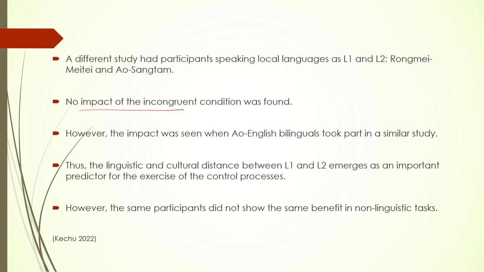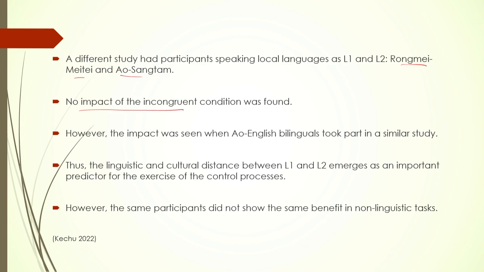There were some studies carried out on Rongme Metei and Ao Sangtam bilinguals. Both of these groups are in Northeast India. And the interesting difference in this study from the previous study is that both of these languages are local languages, unlike the earlier Bengali English. So English is not a local language. However, Rongme Metei and Ao Sangtam, all of these languages are spoken in the nearby region. All four of these are indigenous languages.